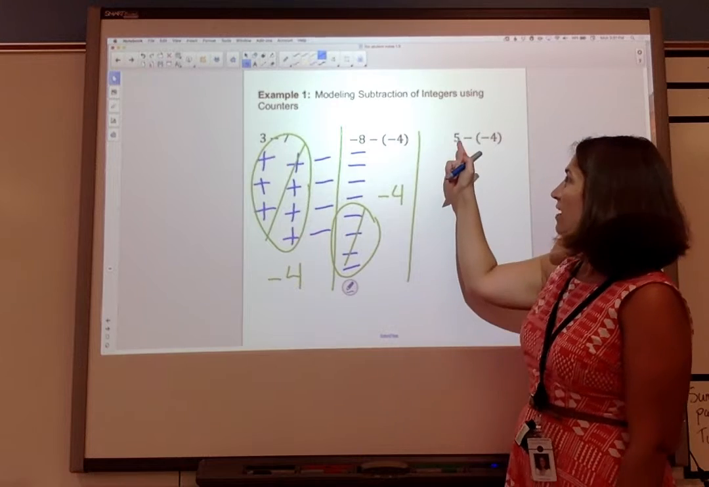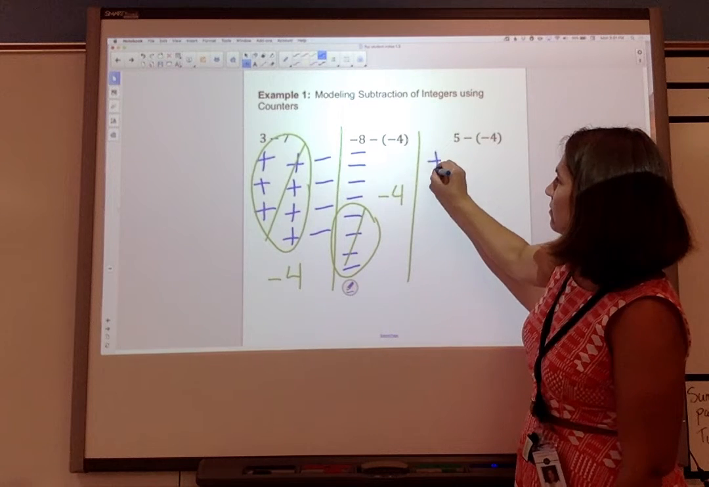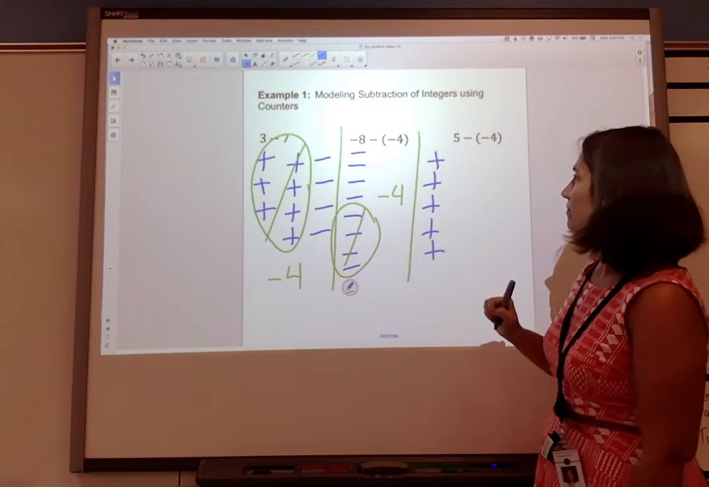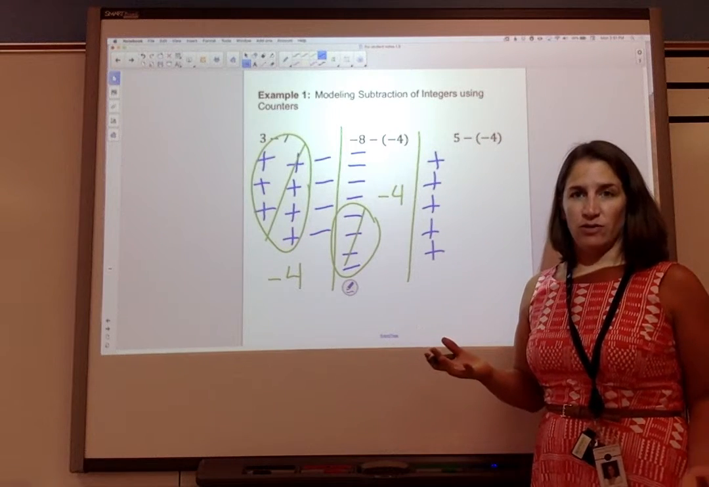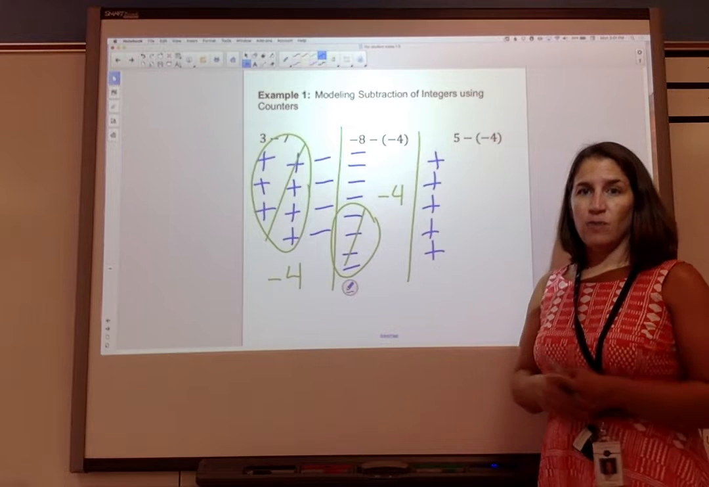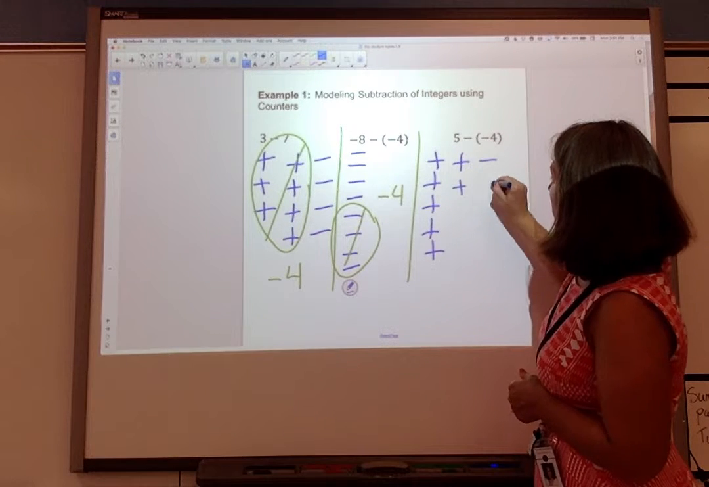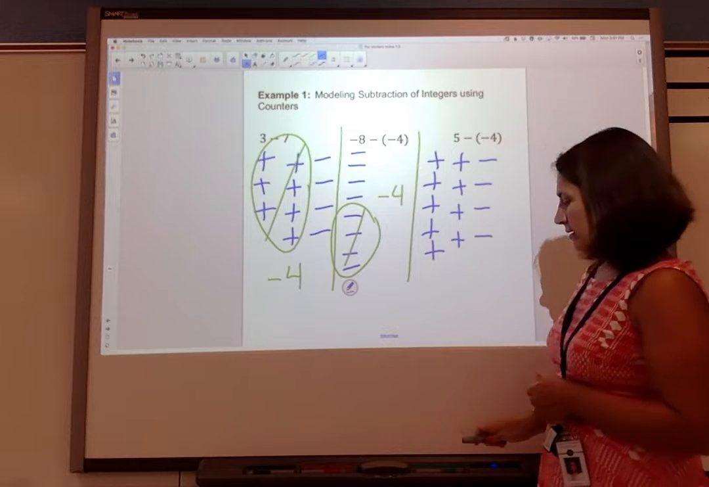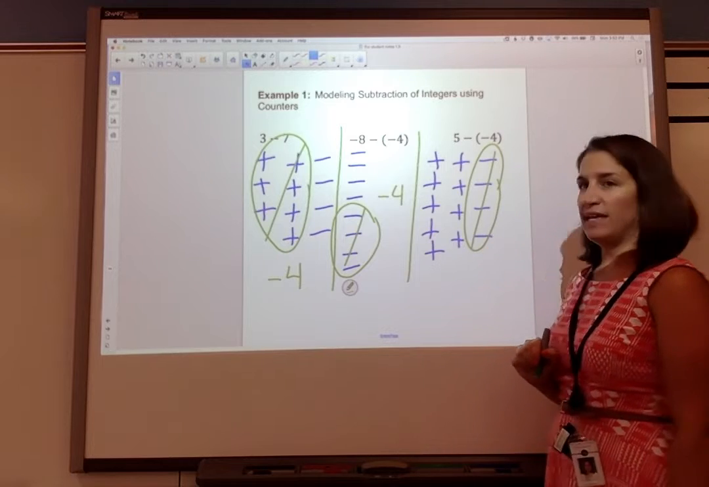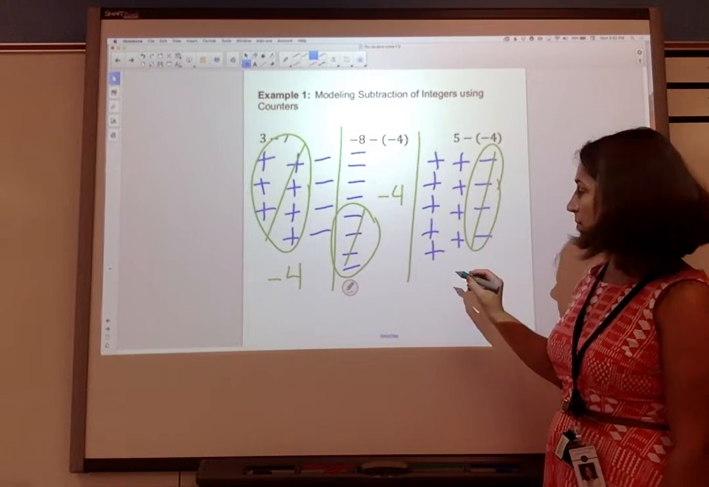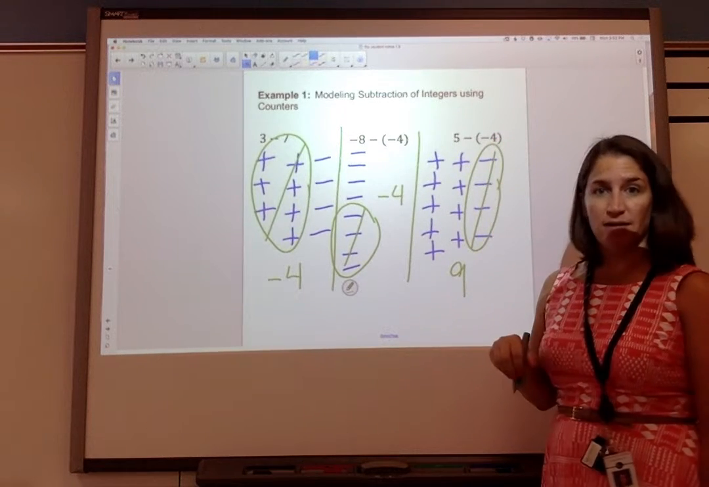Let's do the last example. 5 minus negative 4. I'm going to start with 5 positive counters. I'm going to take away 4 negative counters. I don't have any negative counters. I only have positive counters right now. So I need to add some 0 pairs, and I need to add 4 of them. Now I have 4 negative counters to take away. I'm going to take those away, and what I'm left with is 9 positive counters. So 5 minus negative 4 is positive 9.